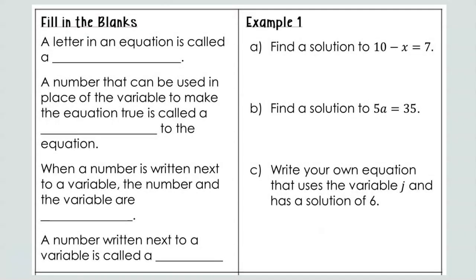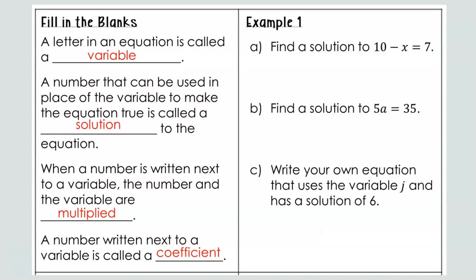A letter in an equation is called a variable. A number that can be used in place of the variable to make the equation true is called a solution to the equation. When a number is written next to a variable, the number and the variable are multiplied. This is our invisible operation. A number written next to a variable is called a coefficient.